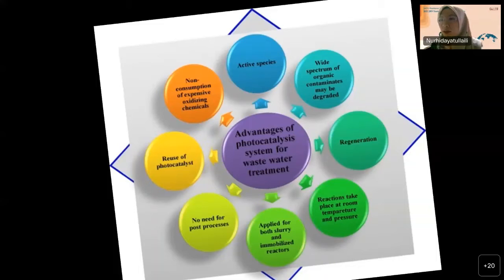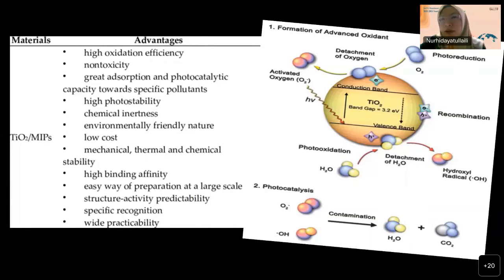And the last one is about the reuse of the photocatalyst and the avoidance of expensive oxidation chemicals. What is needed is only the semiconductor, the light source, and the water for the reaction to happen. And here, we are using titanium oxide due to several advantages. One of them is the high oxidation efficiency, and it's non-toxic. So this is green technology with great absorption. Why do we need high absorption efficiency for the photocatalyst? So that we can use only a small amount of catalyst for highly concentrated pollutants.